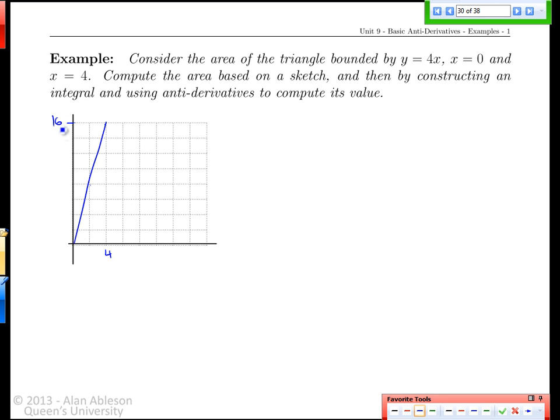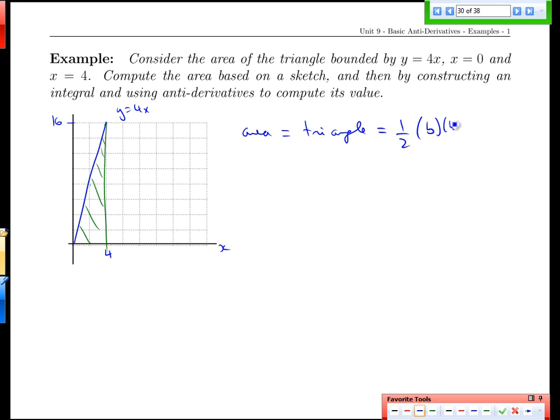And that would make this 16. Y equals 4x. And the area we'd be talking about is this region here. So first off, we can get that region, of course, as a triangle. And that's going to be 1/2 base times height. That's 1/2 times 4 times 16, or 8 times 4, which is 32 square units.